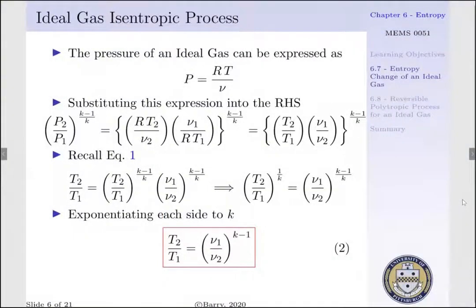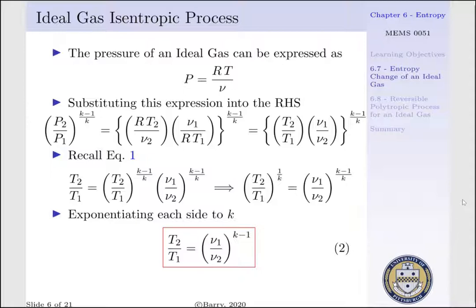The pressure of an ideal gas, P, can be expressed as our gas constant times our temperature per our specific volume. If we substitute this expression into the right-hand side of equation 1, we'd have P2 per P1, the quantity to the K minus 1 per K, is equal to the quantity R T2 per nu2 times the quantity nu1 per R T1, this quantity to the K minus 1 per K. Since R is constant, we'd have T2 per T1 times nu1 per nu2, this quantity to the K minus 1 per K.